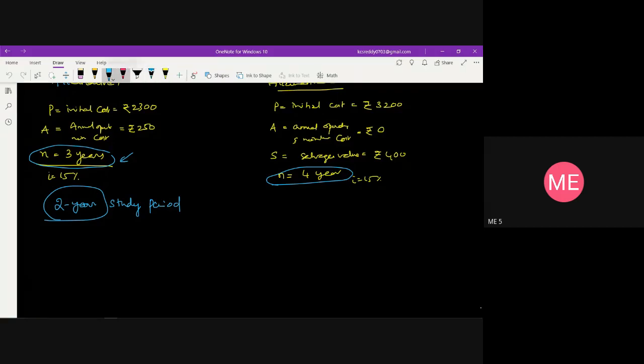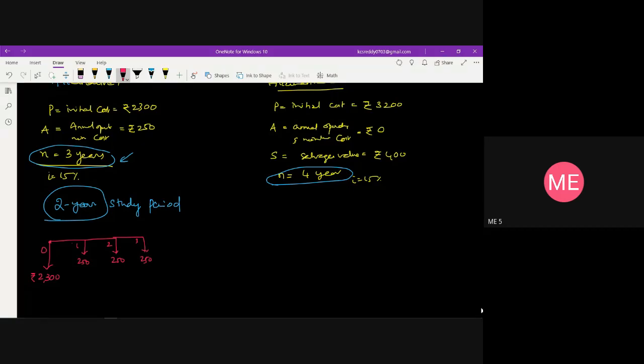So if you draw the cash flow diagram here, at 0 it has an initial cost of say 2300 rupees, and at the end of the first year I have 250 rupees as the annual maintenance cost, and the second year is also the same, then the third year also you have 250 rupees. So this is the actual cash flow diagram for the given asset one.